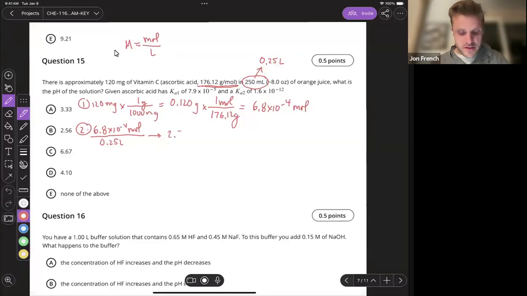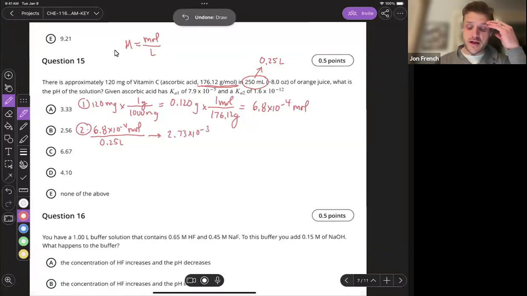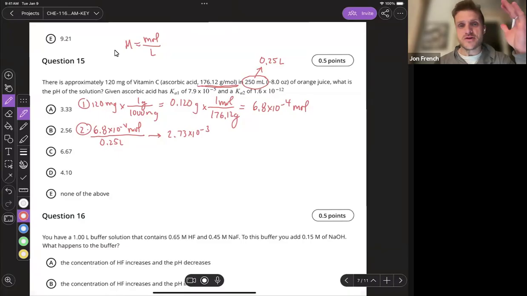I get 2.73 times 10 to the minus 3 actually. And that's where a few people I was working with last week wanted to take the negative log of that and call that pH. We can't, because this is a weak acid. We know this is a weak acid because I give you Ka values for it.